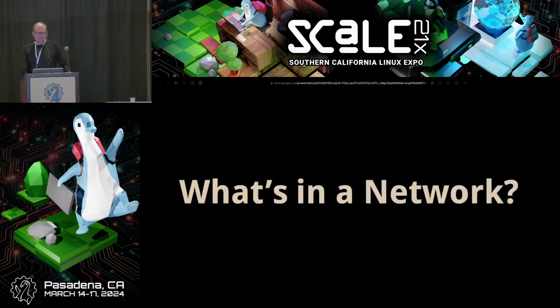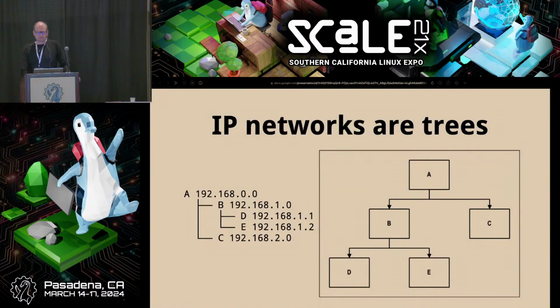So we'll just get to the meat of the issue here, which is what is in a network. The fundamental premise here is that IP networks are trees, right? So you have this tree hierarchy here on the right, which is A is an ancestor of B and C, B and D are descendants of B, and you see there on the left that's what that would look like from an IP address hierarchy.